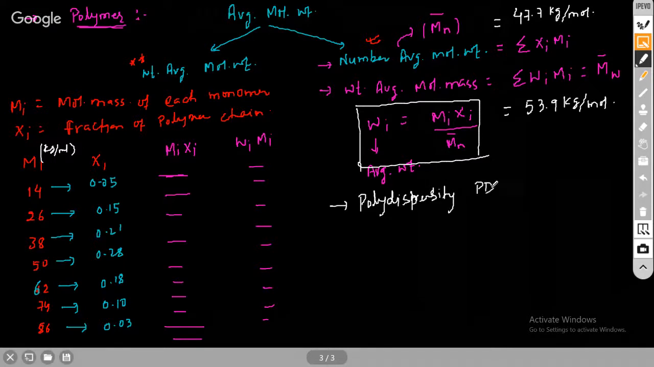Polydispersity, PD, is calculated by the weight average molecular mass, M_W bar, divided by the number average molecular mass, M_N bar, which is nothing but 53.9 divided by 47.7, which is 1.1. Degree of polymerization. All of you have done this.